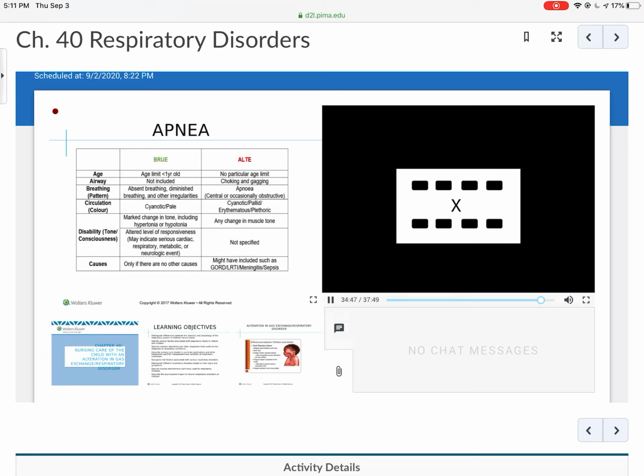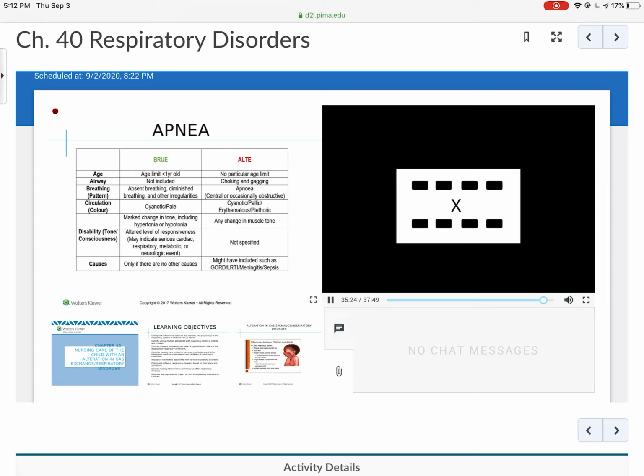One of the last things we're going to talk about is apnea. Apnea is the absence of breathing for longer than 20 seconds, or it could be shorter if it's accompanied by bradycardia. There's also what's called an ALTE or a BRUE. An ALTE is an acute life-threatening event. The child stops breathing. They have some kind of color change. They become hypotonic, coughing, gagging. And this is on a kid with no medical problem.